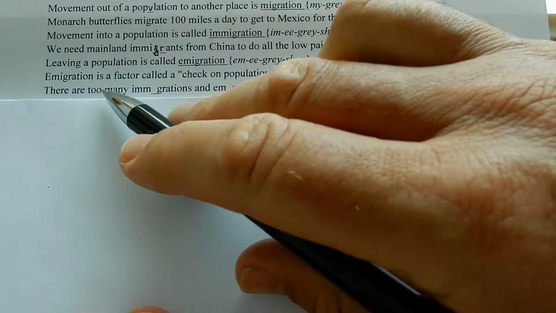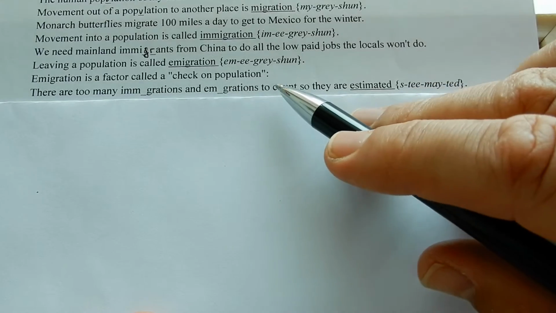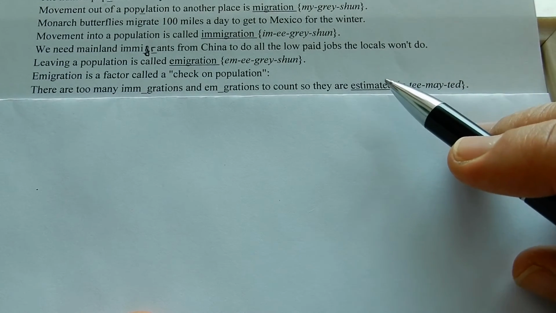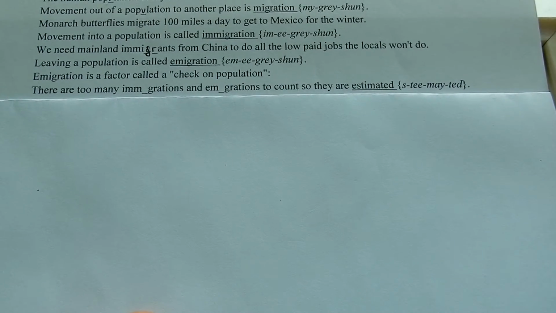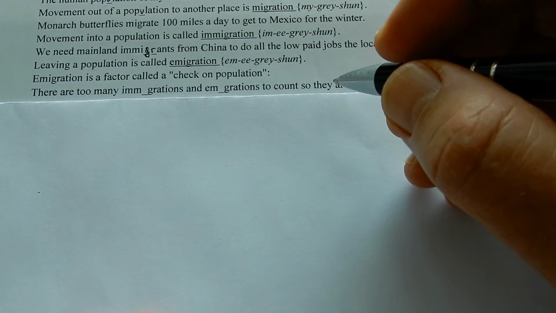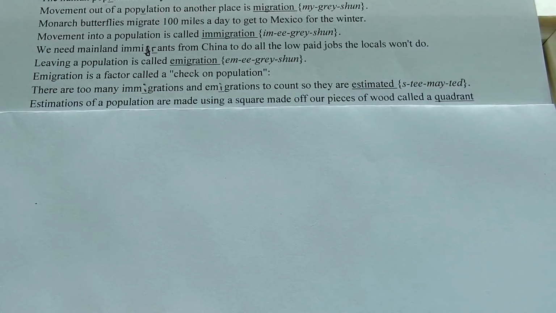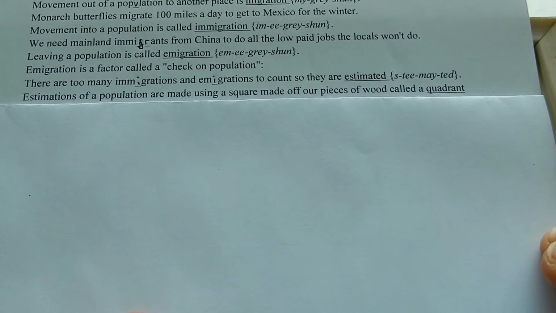There are too many immigrants and emigrants to count, so they are estimated. From spiders, and also, less so, humans. You can actually count humans; they're easier to count.